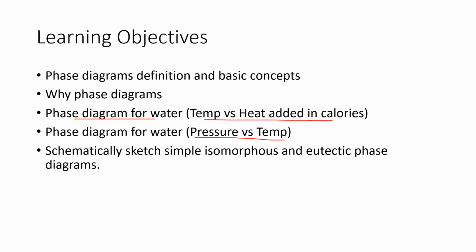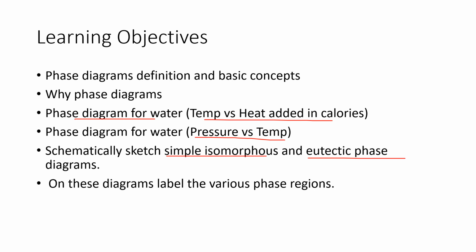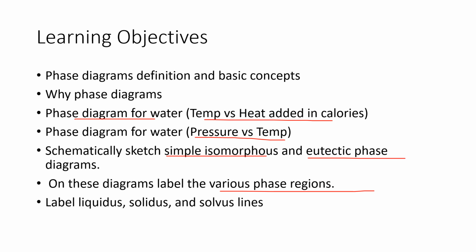Schematically sketch simple isomorphous system and eutectic phase diagrams. On these diagrams, label various phase regions. Discuss the Liquidus, Solidus and Solvus lines. So how to locate the Liquidus?